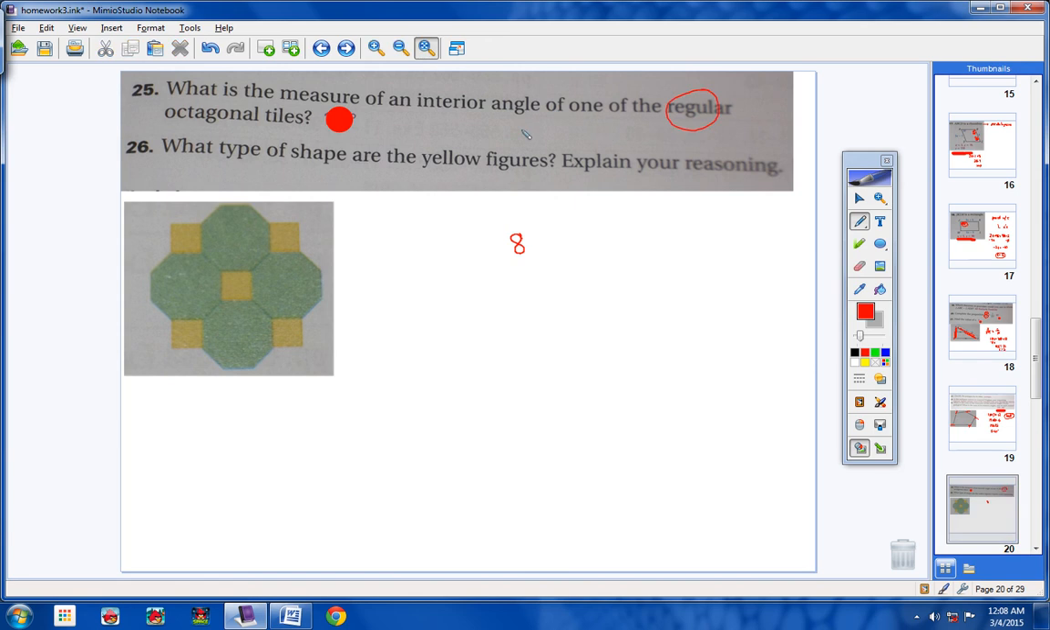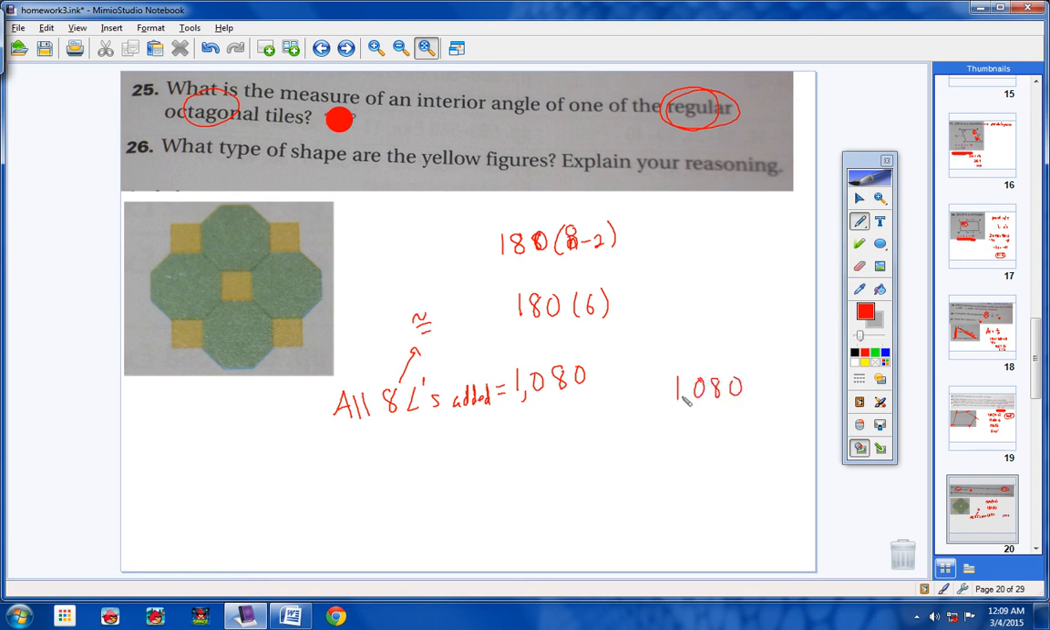So I have a regular octagon, okay? That's 8 sides. So I use my formula, 180 times n minus 2. And where the n is, I put an 8 right here. 8 minus 2 is 6. So 180 times 6, and we get 1,080. So all 8 angles added together equals 1,080. Now, because it's a regular octagon, that means all 8 angles are what? Congruent. So I can take 1,080 and divide it by 8 to find the measure of one angle, and you will get 135 degrees. 8 goes into 1,080, 135 degrees. Alright, so there we go.